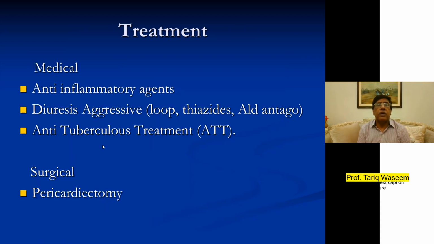The treatment of this constriction is to begin with medical treatment in the form of anti-inflammatory drugs. Diuresis may benefit because there is a lot of congestion in the liver, and ascites and edema, and you can use loop diuretics or thiazides or maybe an aldosterone antagonist. And as I said, the majority of these patients have a tuberculosis etiology, and anti-tuberculosis therapy would be beneficial. But in the majority, you might have to go for a surgical option like pericardiectomy.